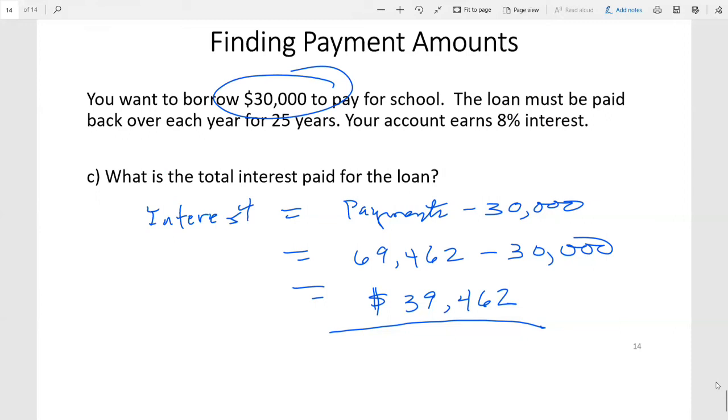And that is the end of the lesson on making loan payments. And I suggest you go and start working on your homework.